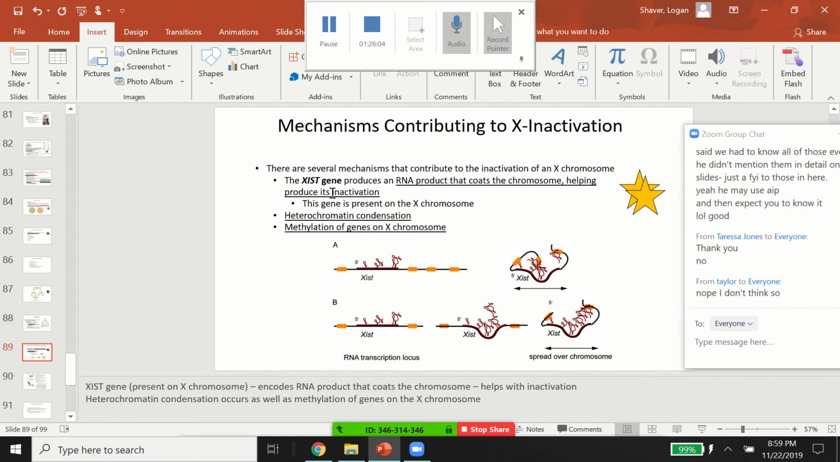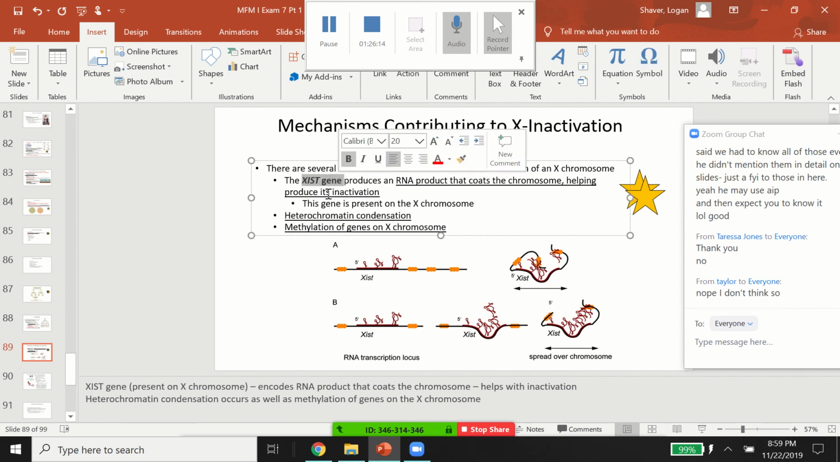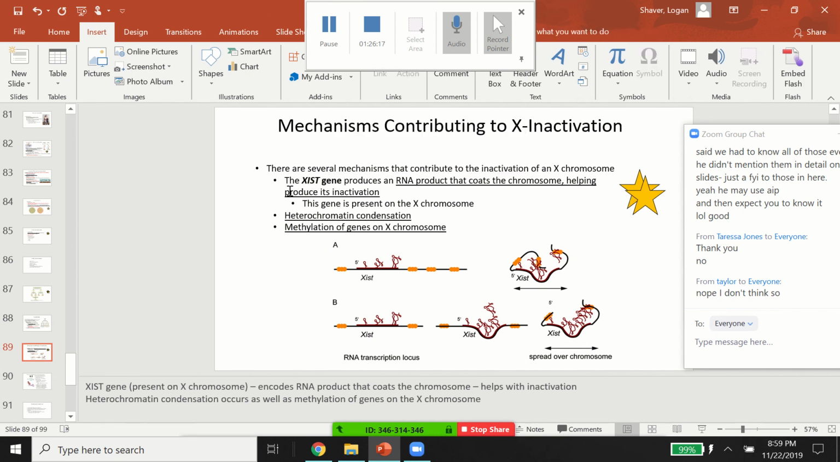The thing I will mention about that is this XIST gene is what's responsible for all of this. Once this XIST gene is activated or expressed, it's going to produce an RNA product that coats the chromosome and helps produce its inactivation. So the RNA product from that gene being expressed is what coats the chromosome and therefore inactivates it. Okay, so that's why I thought it was more important to know that, and put 2 stars here for it.